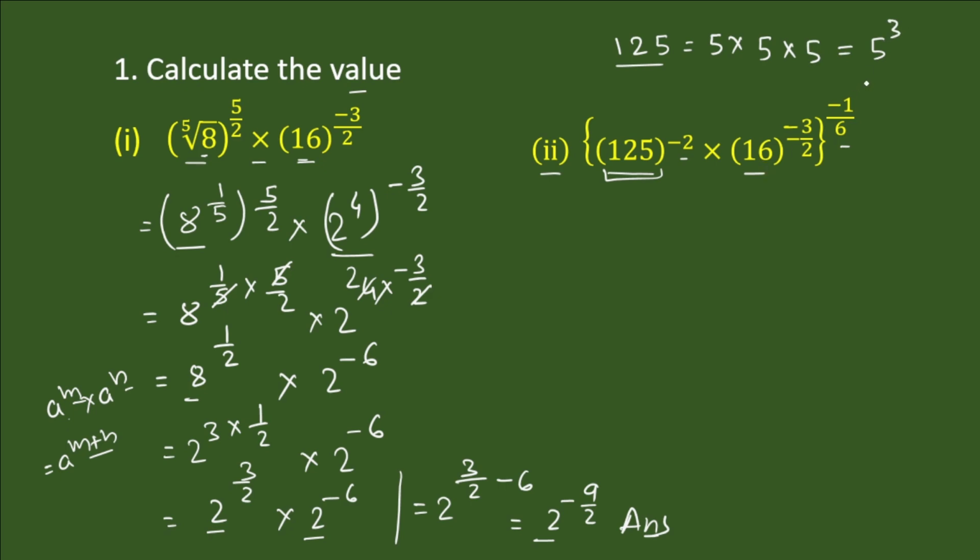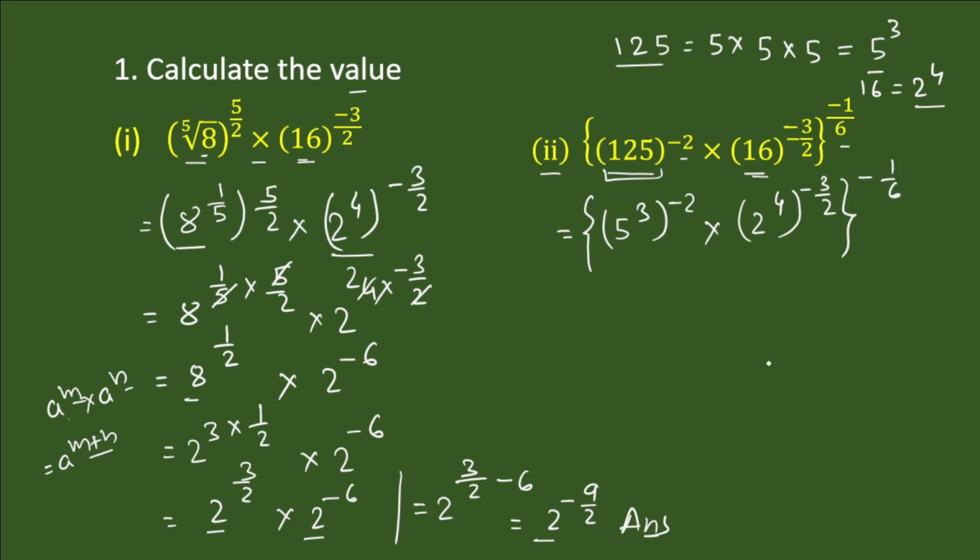Similarly, we know 16 is 2 powered by 4. So now we replace 125 by 5 cube, right? So our expression will be 5 cube and the whole term is powered by negative 2, and multiplied by 16 we'll write 2 powered by 4, and in the bracket we have powered by negative 3 by 2, and also the whole term is powered by negative 1 by 6.